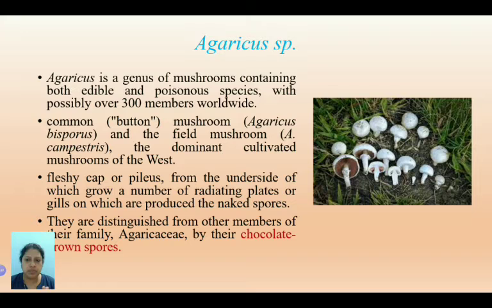So as we know the structure of a mushroom, look into the fleshy cap or the pileus. From the underside, you can see a number of radiating layers or plates, and that is called the gills. On the gills you can see naked spores, and those spores will be chocolate brown in color, by which you can identify this type of mushroom. Not all button mushrooms are Agaricus species. How we differentiate is by looking at the color of the spores, which will mostly be chocolate brown.